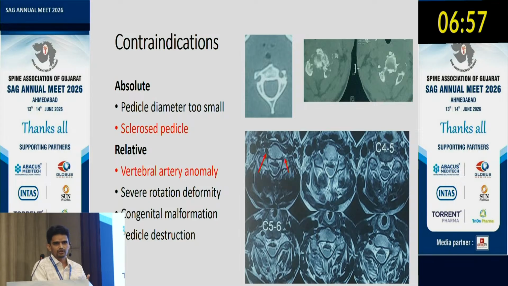When it is destroyed completely by tumor or infection, then also it should not be attempted. Vertebral artery anomalies should be kept in mind whenever you are planning, and CT angiography is a must before planning the surgery. Severe rotational deformity, congenital malformation, all these deformities ideally should be avoided. As you can see in this MRI, on the right side there is a dominant vertebral artery. On the left side it is a very narrow, non-dominant artery. So if you put a screw on the right side and damage the vertebral artery, it can be a disaster. So these things should be kept in mind.